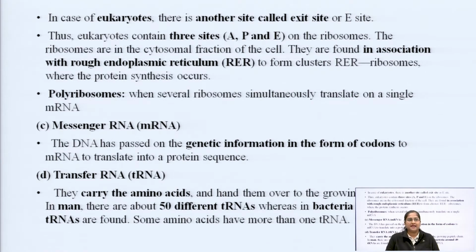Next is tRNA. tRNA transfers the desired amino acid from one place to another place for protein synthesis. That means they carry the amino acid and hand it over to the growing polypeptide chain. In man there are about 50 different tRNAs, whereas in bacteria around 40 tRNAs are found.